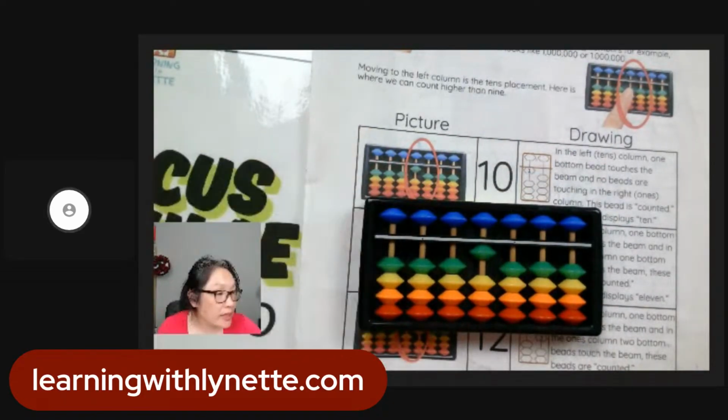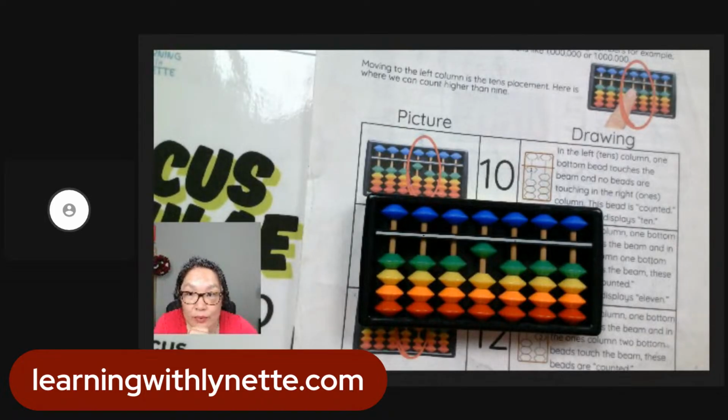We are learning how to read the abacus. After we learn how to read the abacus, we will go into adding, subtracting, multiplication, and division.